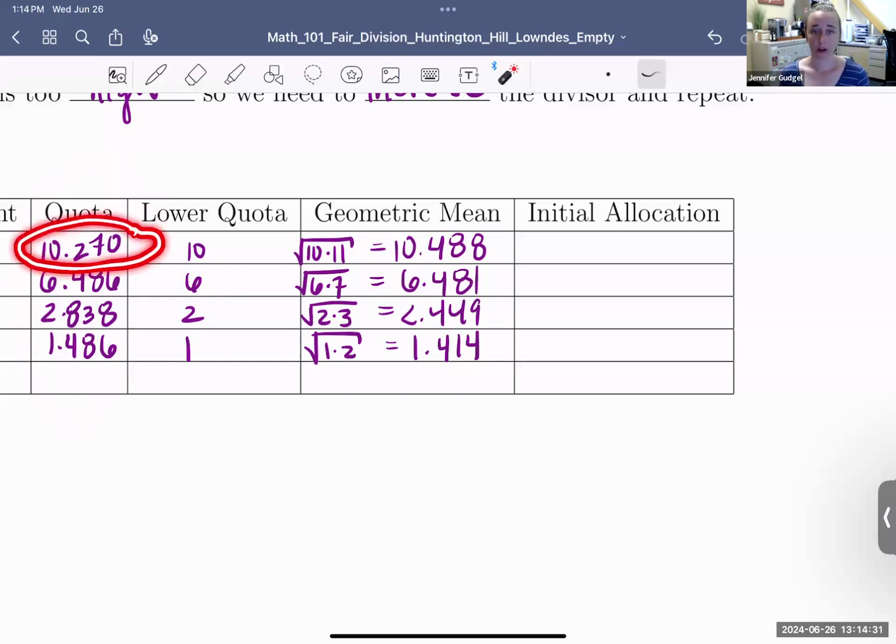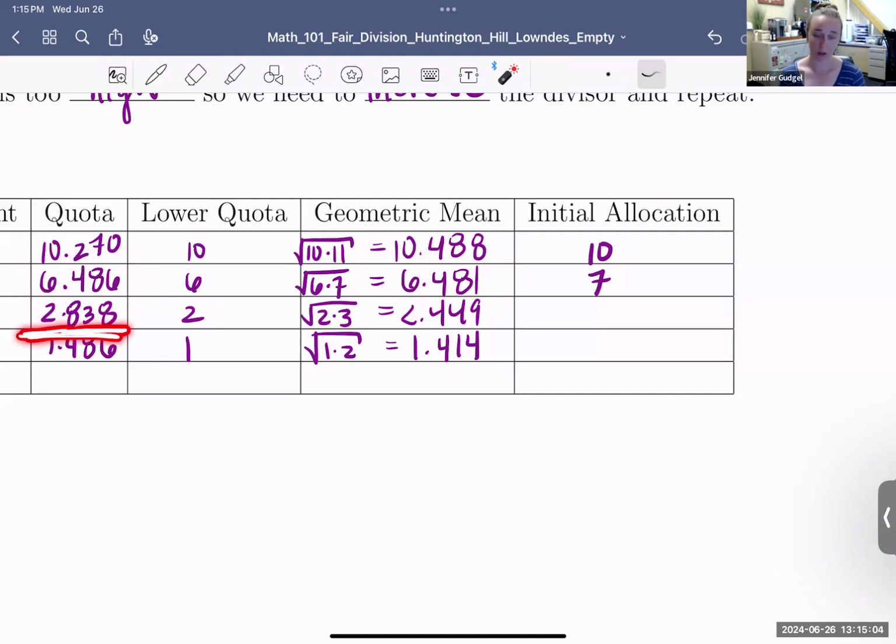10.2, is it bigger? No, it's smaller. All right. My quota is smaller, therefore we round down, we keep it at a 10. 6.4, that's the same. 6.48, that's the same. This is why we need more than just 2 decimals, all right? We would be tied here. So my quota is bigger because of that 6, therefore we round it up to a 7.